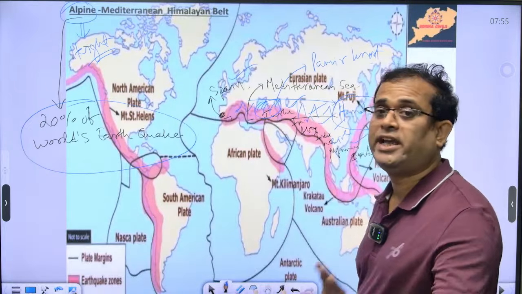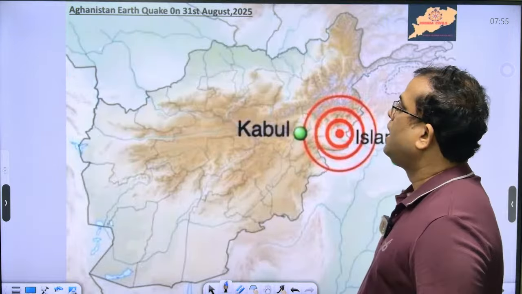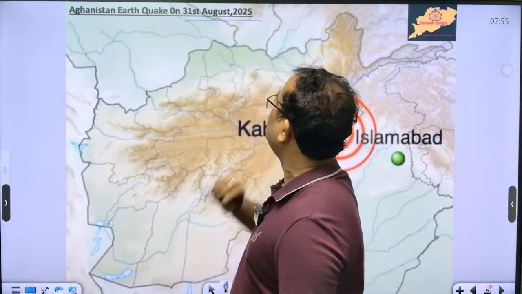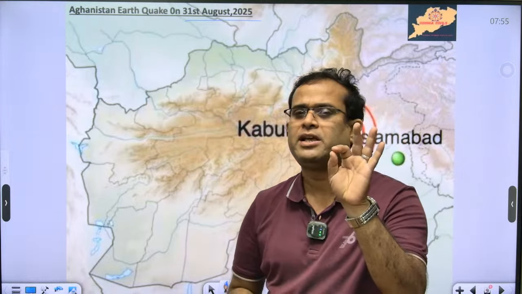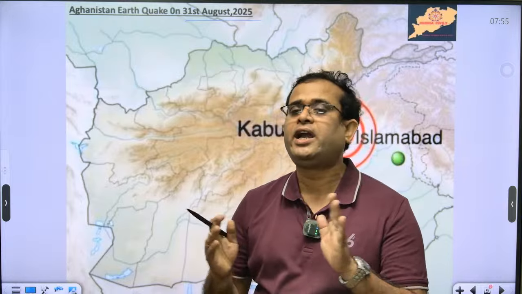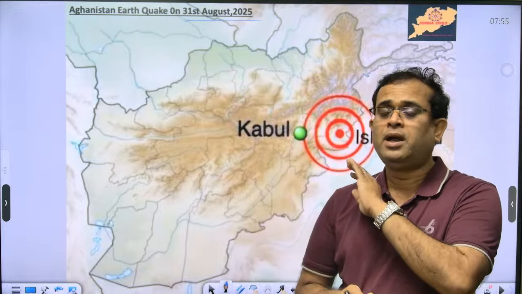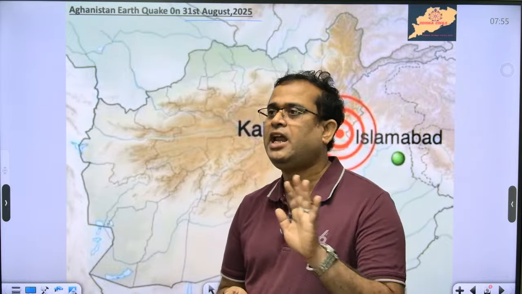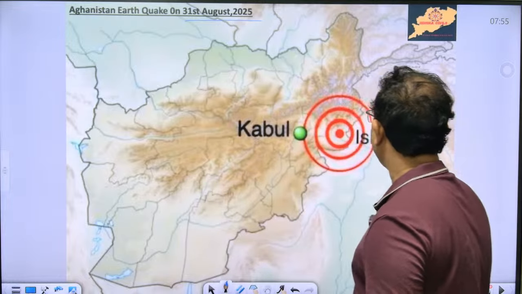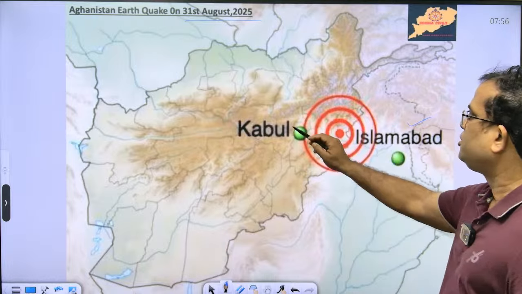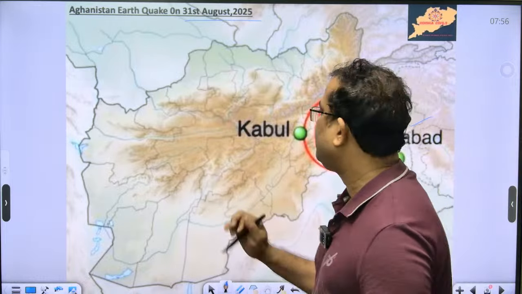Now let's look at a recent example. Just look here: the Afghanistan earthquake on 31st August 2025. Just two months ago, Afghanistan got a dreaded earthquake that took many lives. Right? So just see here, this is your Islamabad and this is your Kabul.